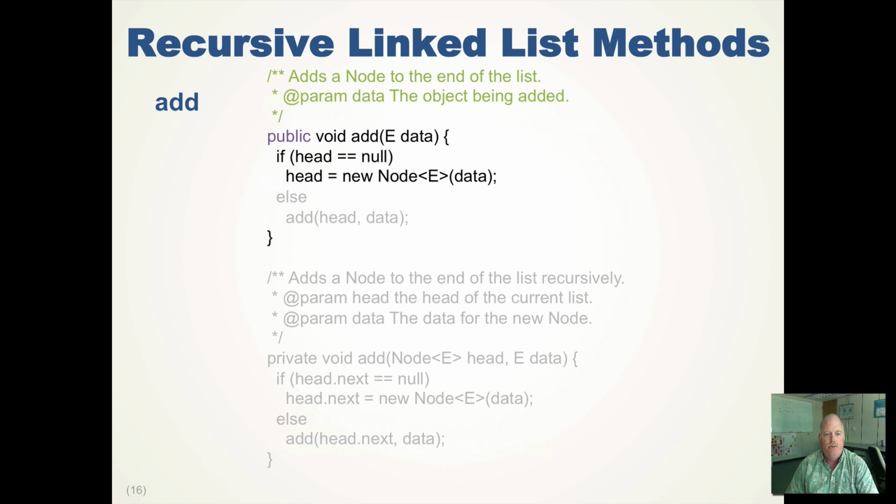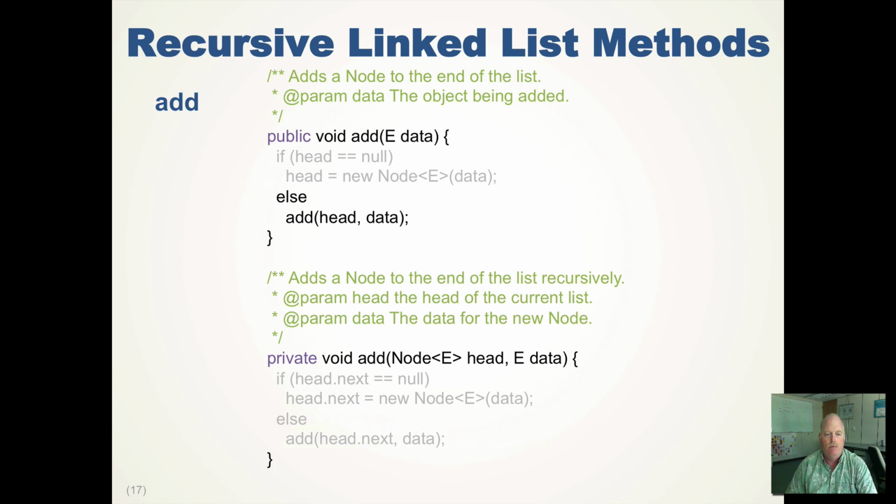So the next method is to add. So we want to add at the end of the list. Now with this add, the public method, we have two cases. One: if the list is empty and the head is null, then all we do is we set head to a new node given the data. If the list is not empty, we need to get to the end and add a new node with the data to the end.